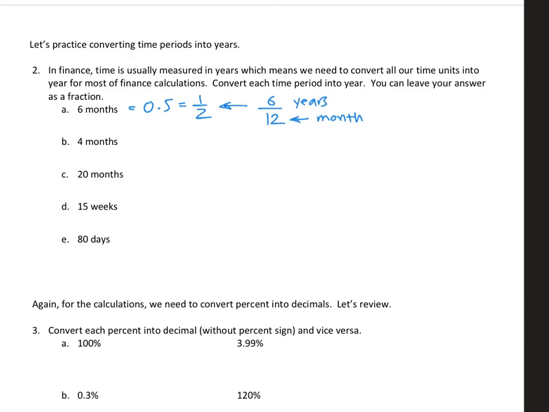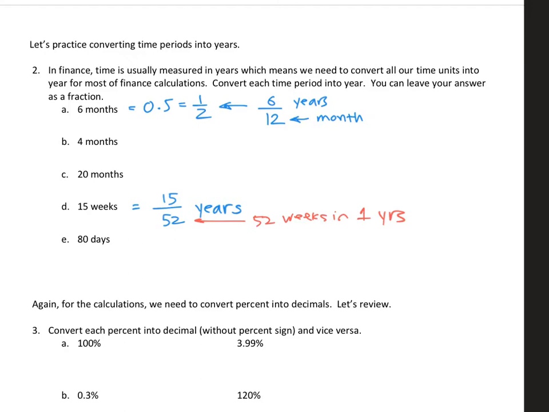I'll have you do part B and C, but if I were to do part D, it says 15 weeks, right? So, well, here again, it's not a full year because a year has 52 weeks. So here I'm going to convert it to 15 over 52 years. So again, it's a fraction of a year. Why did you have to put 52 on the bottom? Because there are 52 weeks in 1 year, right? Okay. So pause, work on part B, part C, and part E of this question. And once we're done, let's meet at number 3.